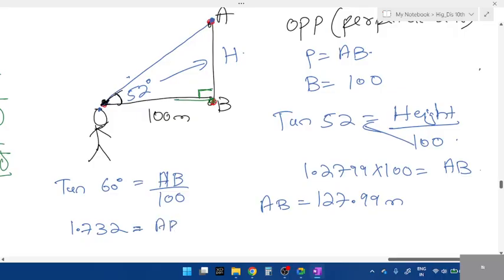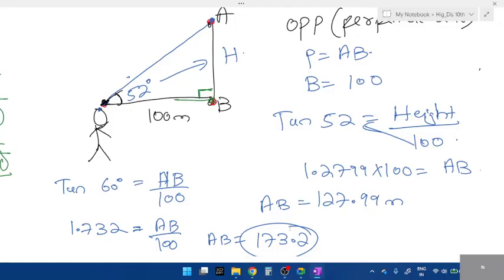Okay, so AB, 100 goes to the other side, it gets multiplied. What is AB value? 173.2. Is it clear? Mebli, Aarti, Diya? This is how we solve. Just go through, students. Don't write anything. Go through. I'll tell you different types.